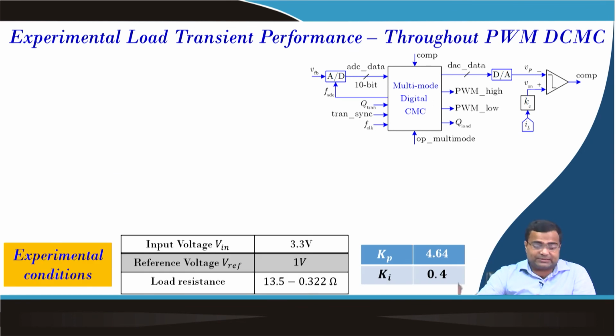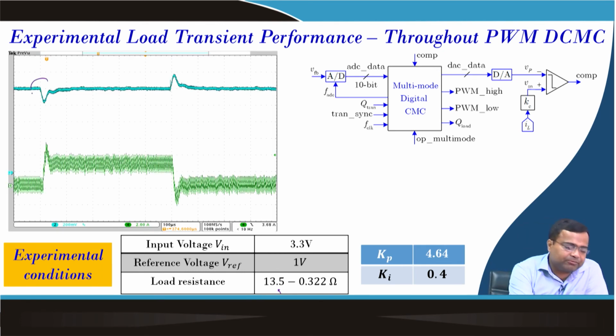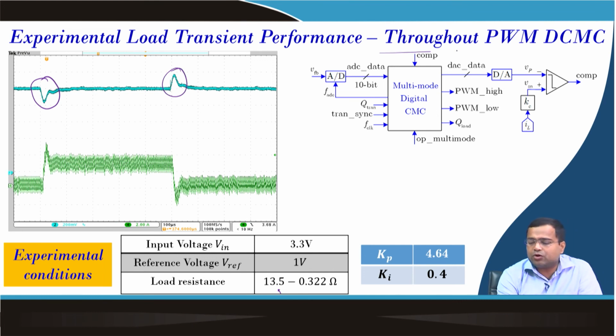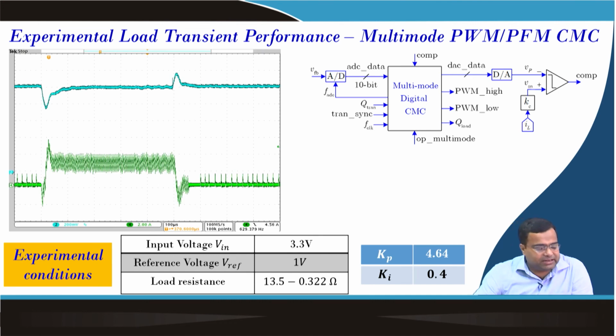Now, we are going to show the experimental case study. At 3.3 volt input, 1 volt output, we are changing the load resistance from 13.5 ohm, which was the continuous load, to 0.322 ohm when both the resistances are connected together, and it shows the load transient performance. This is the step up transient, step down transient when it is throughout PWM, digital current mode control. Now, we are enabling multi-mode control.